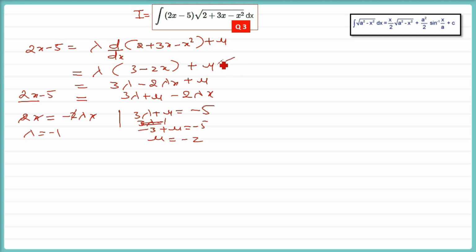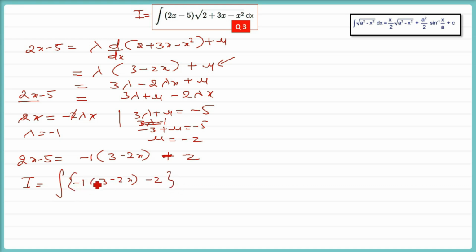Now drop it here. When you place this lambda and mu, the integral of 2x minus 5 will become negative 1 into 3 minus 2x, and minus 2, since mu is negative 2. Please keep this negative 1 here. So the integration will become like this: minus 1 into 3 minus 2x. Now you'll see the power of negative 1, which I haven't multiplied inside. It has to be kept separate. Under root 2 plus 3x minus x square remains the same, because we have just replaced 2x minus 5 in a different form so that we get a proper integration result.